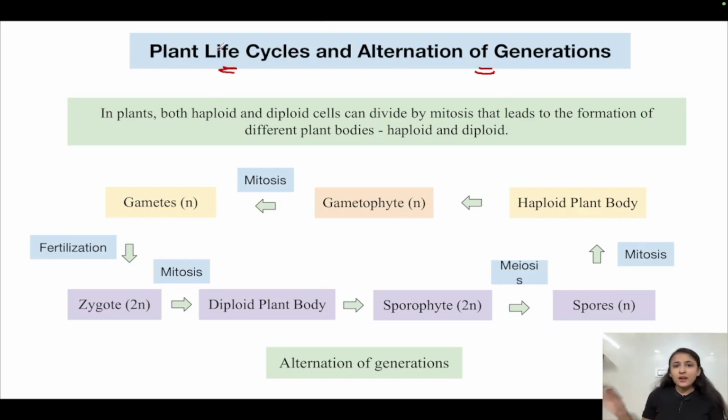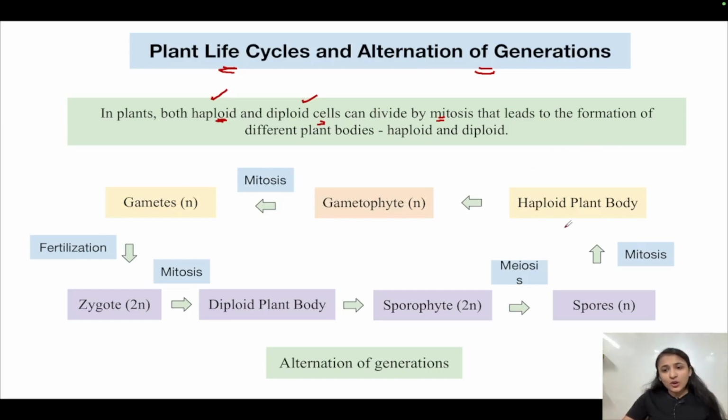So in all the plant groups that we have studied, we saw that haploid cells were also present, diploid cells were also present, and both of these cells could divide by mitosis in order to form different kinds of plant bodies. Haploid cells form the haploid plant body, diploid cells form the diploid plant body. If they are dividing by mitosis, they would form a structure which has the same ploidy level, right? Because mitosis is equational division. The ploidy level remains the same in the progeny cells.